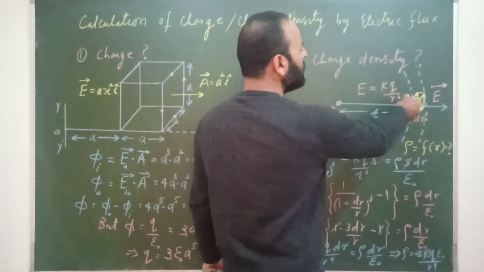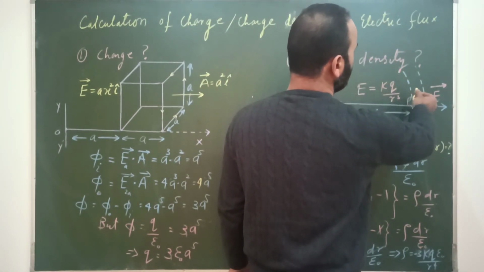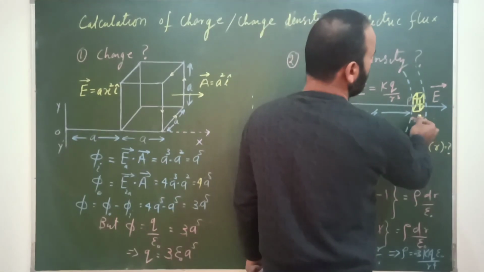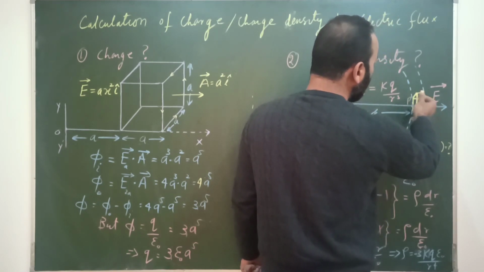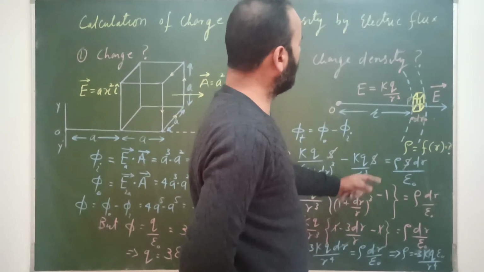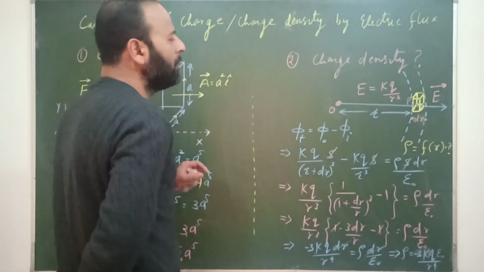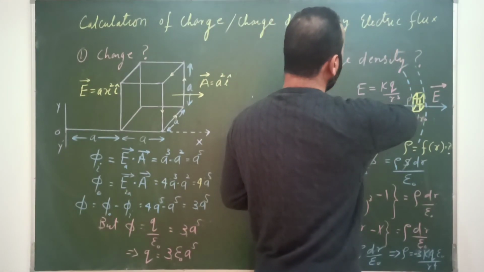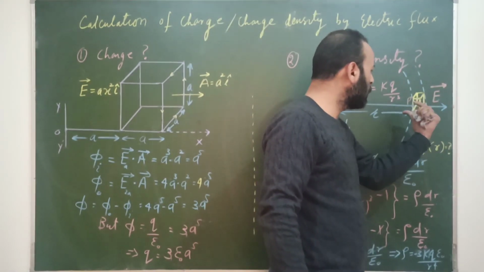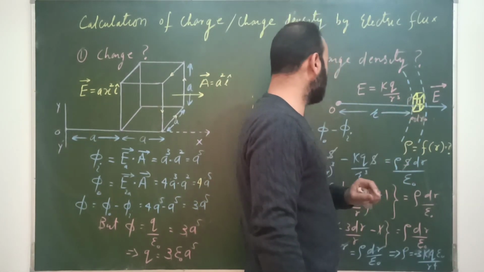Now I can imagine at a distance of R a sphere, that is a Gaussian surface, and I take this spherical shell of radius r and thickness dr, and I will see what flux comes out through this, and then I can calculate the charge. But I am making it simple: instead of taking the whole sphere, I am taking a part of the sphere in the shape of a cuboid whose thickness is dr at a distance of r.